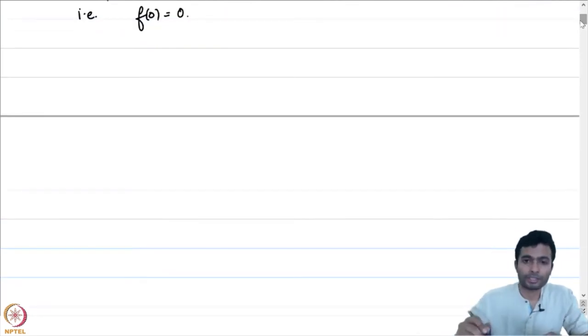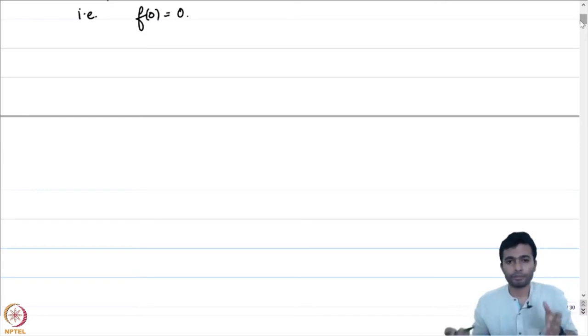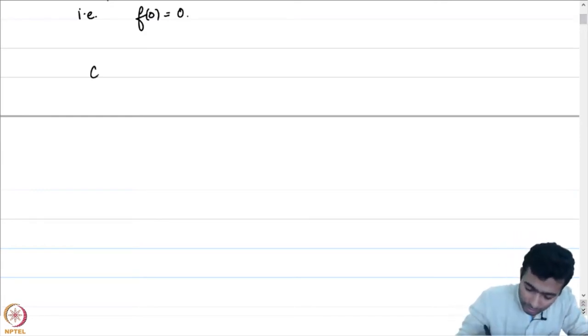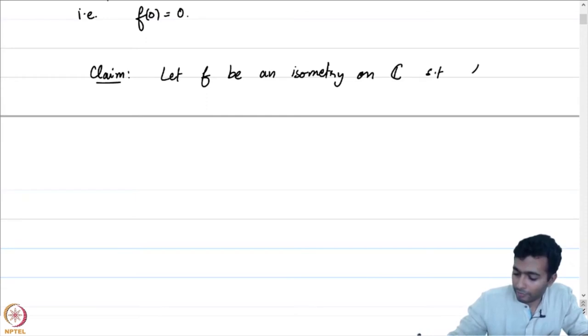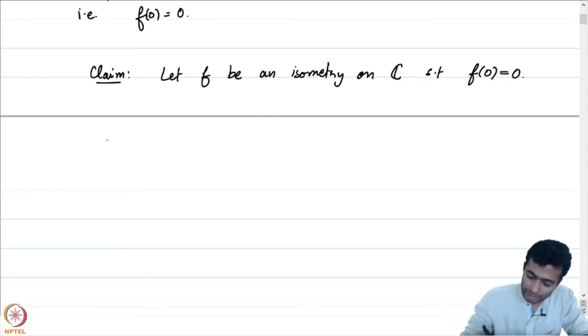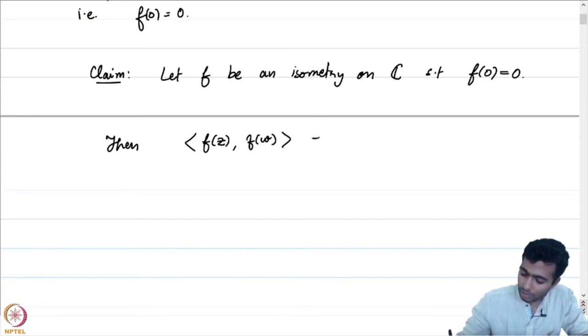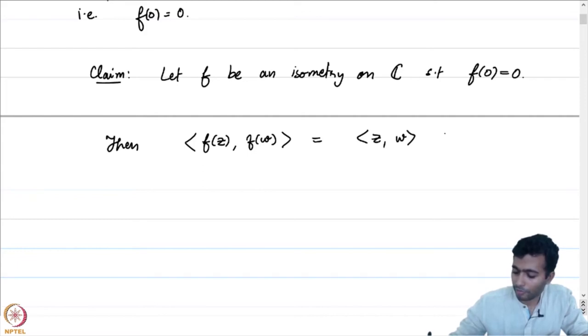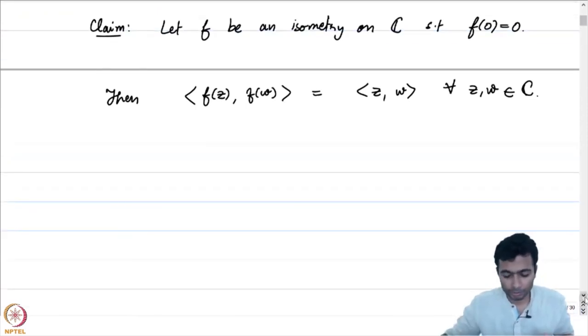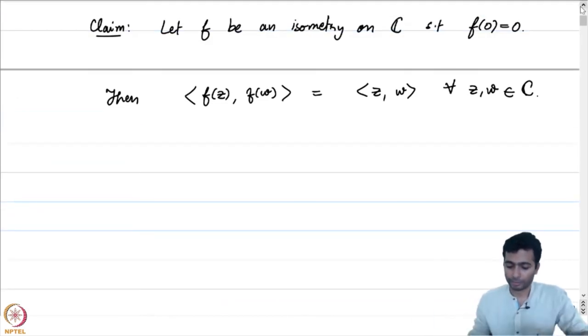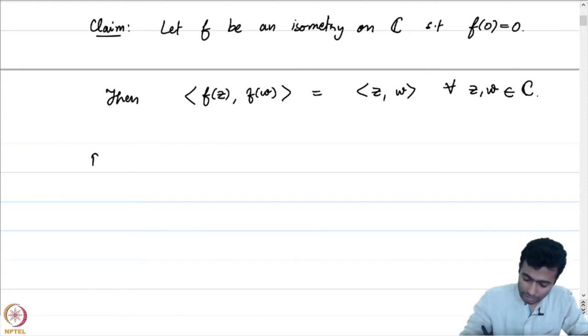The first claim in this direction would be to establish that such an isometry preserves the inner product as well. Let me make it more precise. Let f be an isometry on C such that f of 0 is equal to 0. The first claim is to show that then the inner product of f of z and f of w is equal to the inner product of z and w for all z and w. This is a linear algebra statement to be proved. Let me not spend too much time on it. You would probably have already seen such a statement in a course on linear algebra. Nevertheless, let me just indicate a proof.